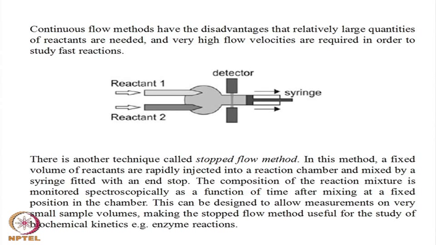So, that is why another modified version of this flow method has been devised, which is called the stopped flow method. In this method, a fixed volume of reactants is rapidly injected into a reaction chamber, and it is mixed by a syringe fitted with an end stop.